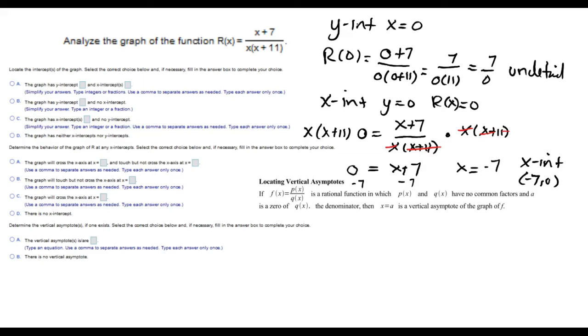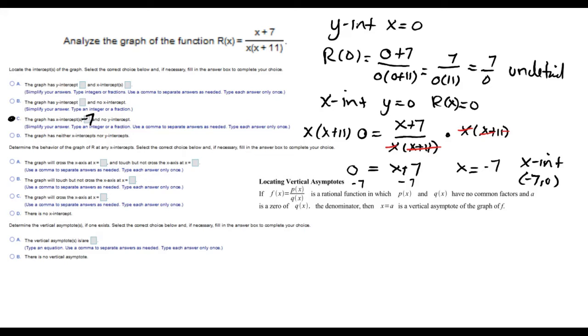And looking closer at the directions here, the directions say to simplify your answer, type integers or fractions, so they don't want ordered pairs. So the graph does not have a y-intercept, but it has an x-intercept of negative 7. So I'm going to use this one right here. No y-intercept, but an x-intercept of negative 7.